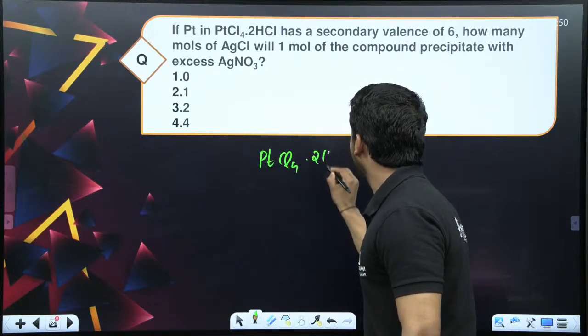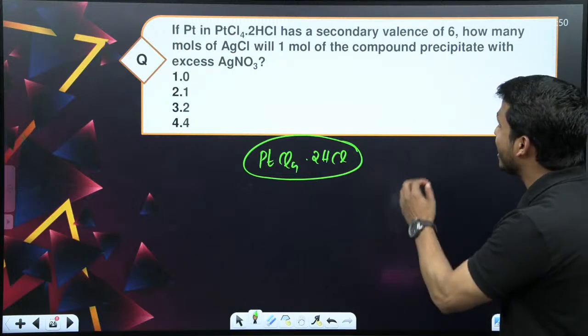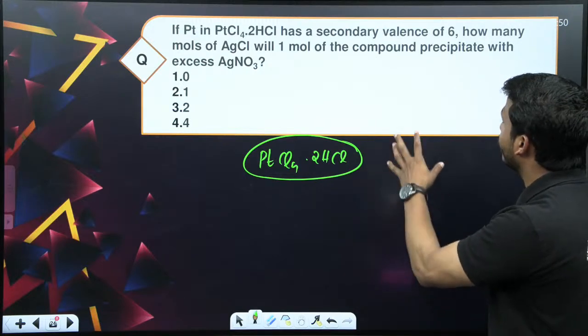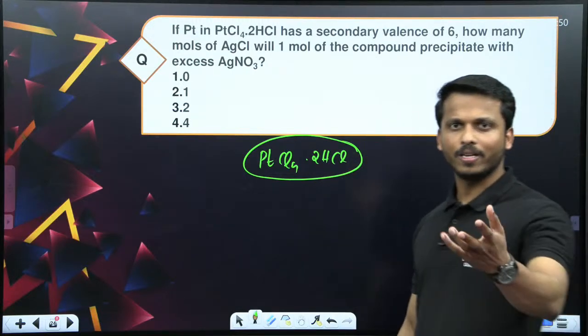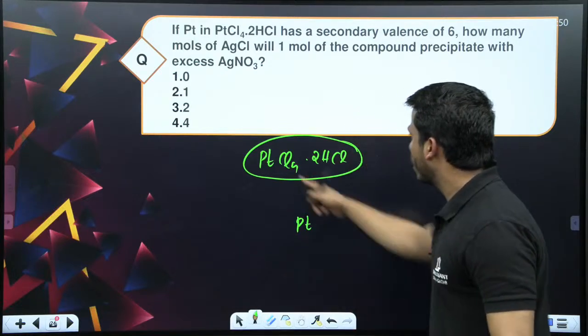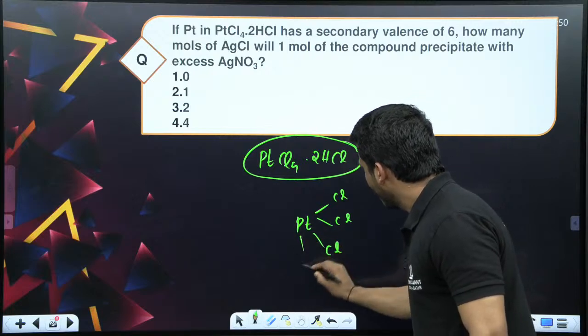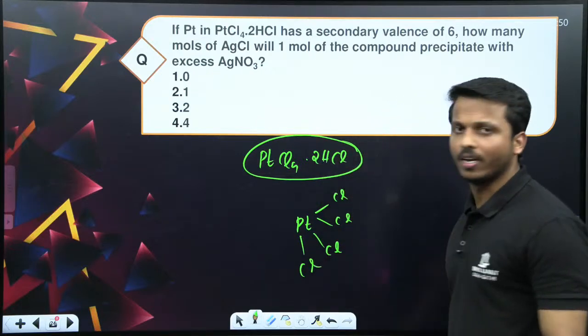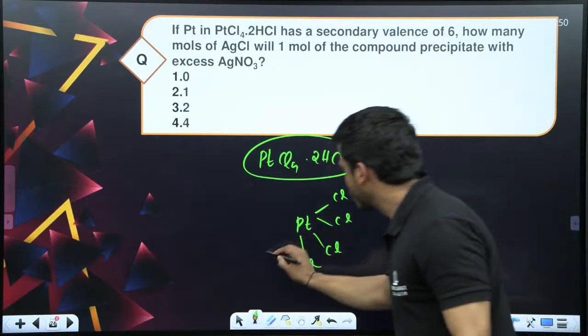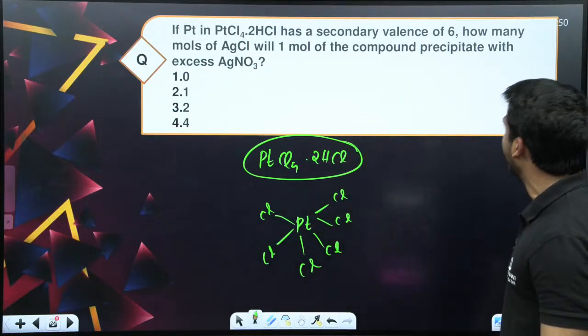PtCl4·2HCl. This is the formula. What did they say? It has a secondary valency of 6. Secondary valency means coordination number. See, dear all, Pt, already Cl4 is there, right? Already 4 chlorine is there. And from 2 HCl, chlorine is the ligand part, right? So these 2 chlorines can also connect. The total coordination number of 6 you can make.